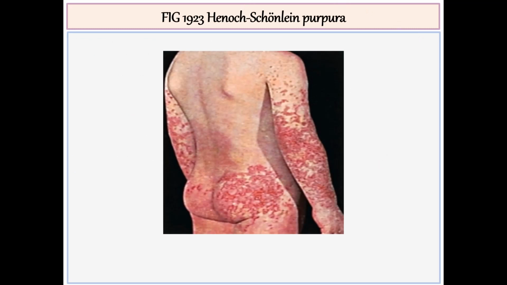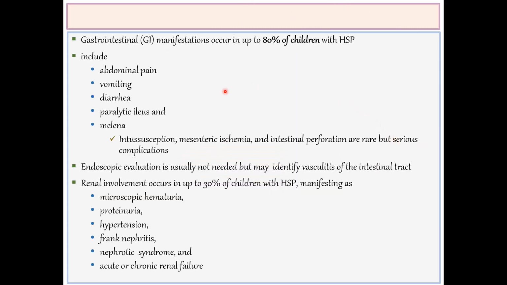Gastrointestinal, GI, manifestations occur in up to 80% of children. They include abdominal pain, vomiting, diarrhea, paralytic ileus, and melena. Complications such as intussusception, mesenteric ischemia, and intestinal perforation are rare but serious. Endoscopic evaluation is usually not needed but may identify vasculitis of the intestinal tract.